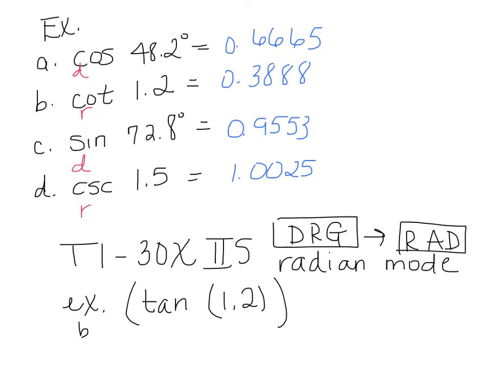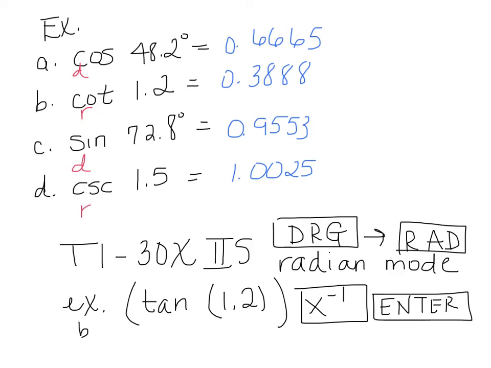And then once you type that in, your reciprocal key also looks like the graphing calculator. And then you hit enter. And you should get 0.3888. Okay, so that's just something to know about the TI-30. And that's the end of this lesson.